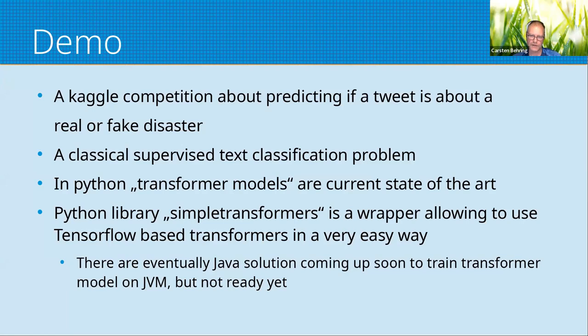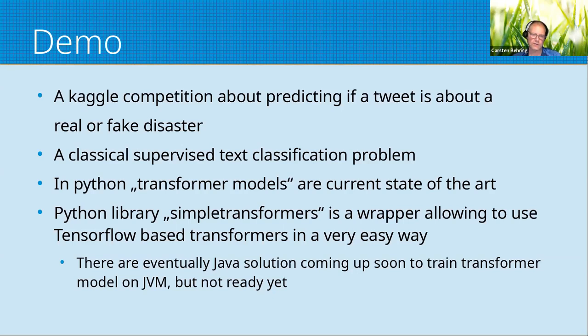There's always supervised learning. The one I picked is about predicting whether a tweet is about a real or a fake disaster. You have the text of the tweet, and the model should say if this is a tweet about a real disaster or a fake disaster. So it goes in the direction of fake news detection. It is one of the entry-level Kaggle competitions which is always running, so there's no prize in it. You just participate for fun.